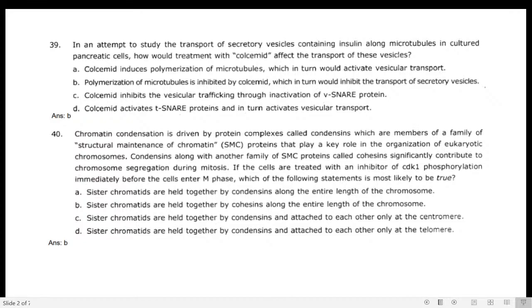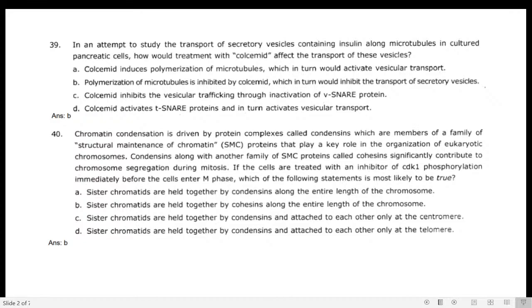Next question. Chromatin condensation is driven by a protein complex called condensin, which is a member of the family of structural maintenance of chromatin proteins that play a key role in the organization of eukaryotic chromosomes. This is the statement. Then condensin, along with another family of SMC, structural maintenance of chromatin protein called cohesin, significantly contributes to chromosome segregation during mitosis.